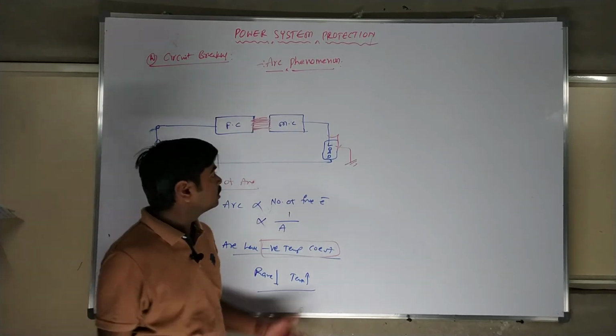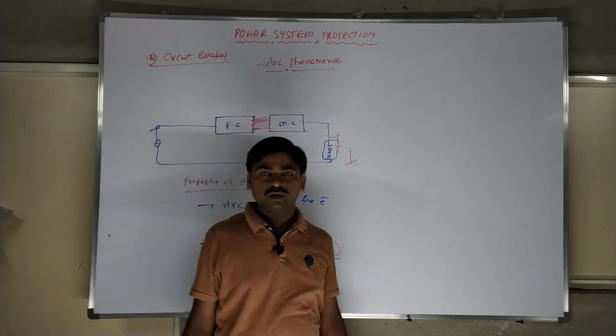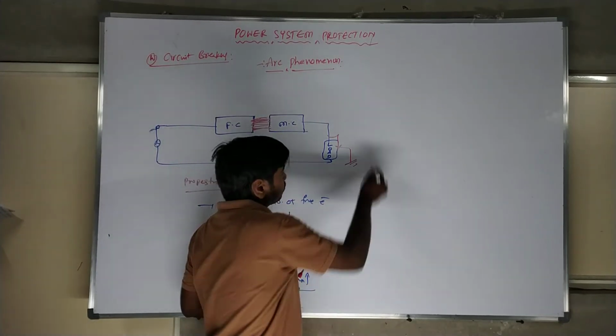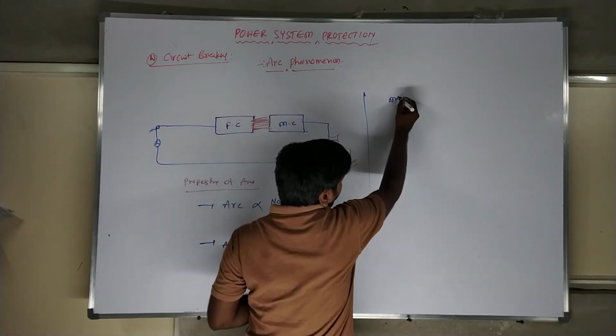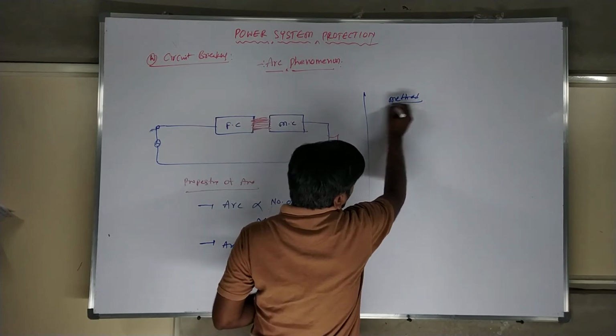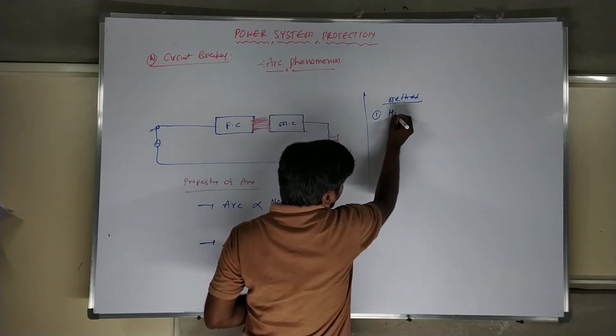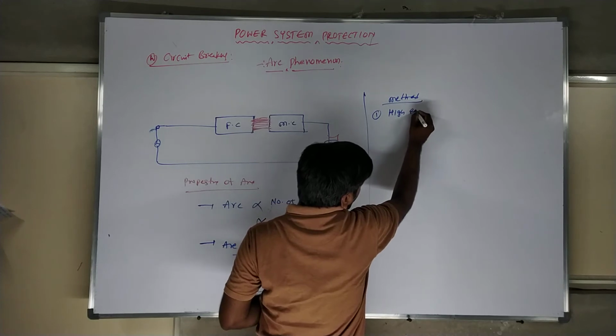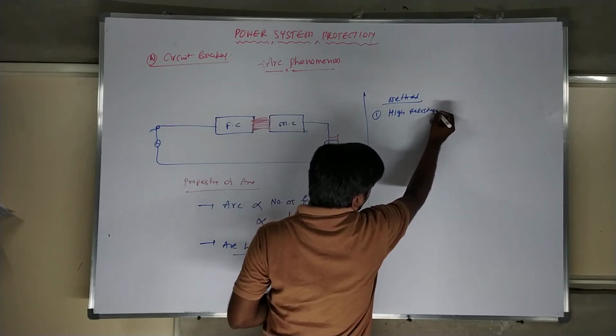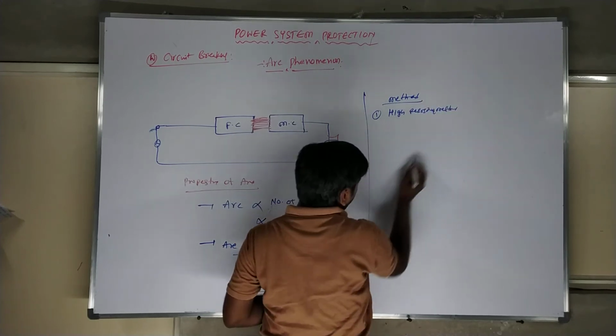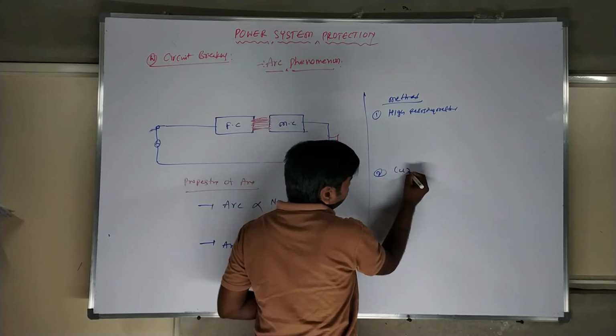To reduce the arcing phenomenon, we have two methods. One is the high resistance method. The second one is called the current zero method.